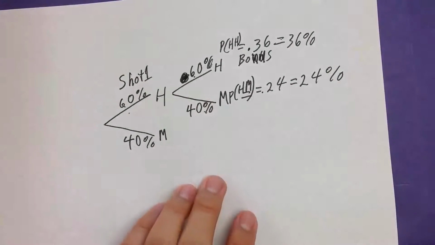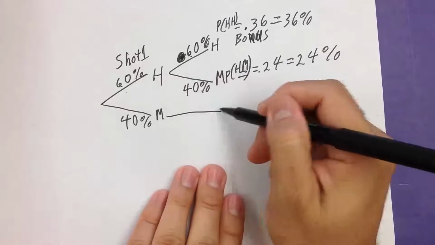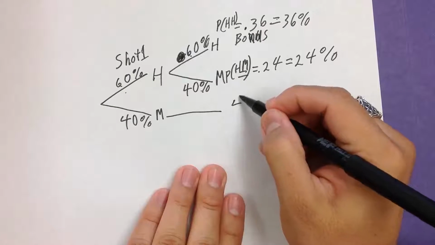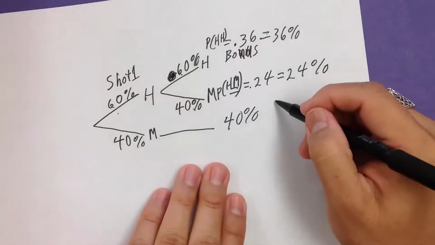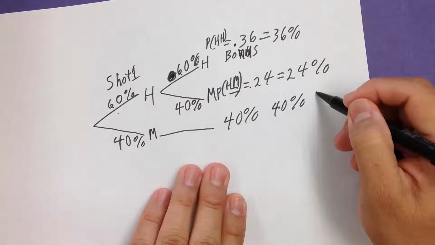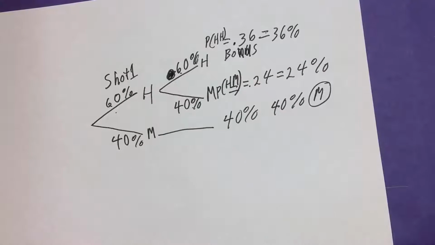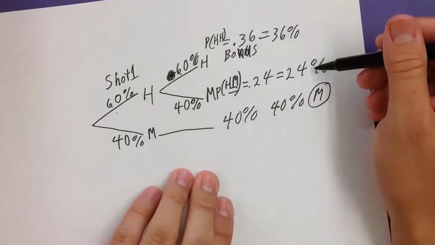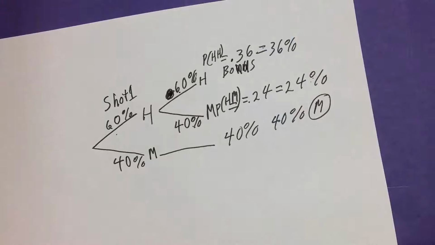Now, over here, it doesn't matter. Once she loses the chance, that's it. She's done. So she has a 40% chance of missing the first time, and that's it. She doesn't get any more chances. She has a 24% chance of hitting it and then missing. And she has a 36% chance of hitting it twice.